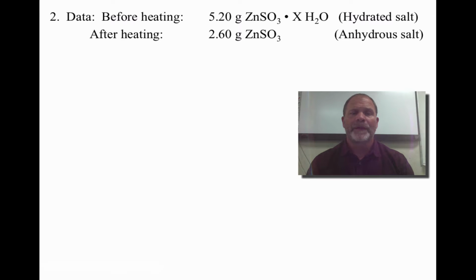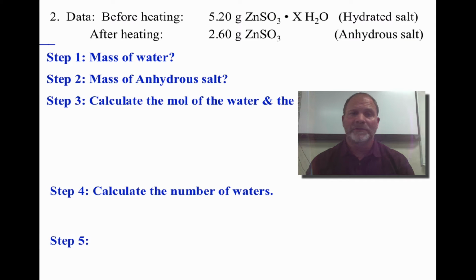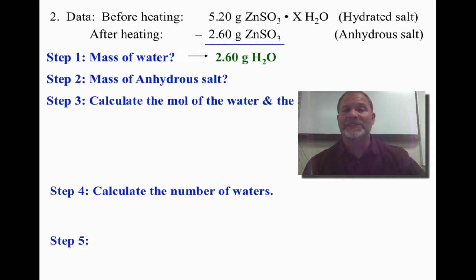Another example. I have zinc sulfite, which has water in it. I heat it up, all the water evaporates out, and I have remaining now the anhydrous salt. So the difference between the two is the mass of my water. I realize my mass of water weighed 2.60 grams. So a combination of my salt plus my water ended up adding up to 5.20 grams of zinc sulfite hydrate. So I have the mass of the salt and the mass of water.